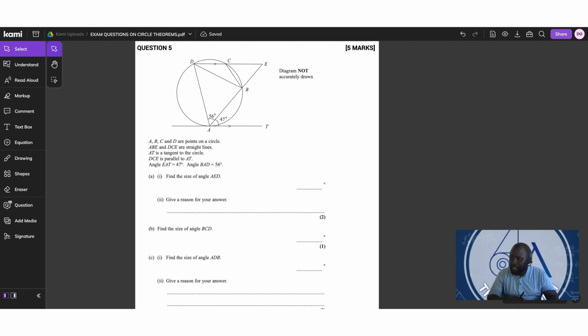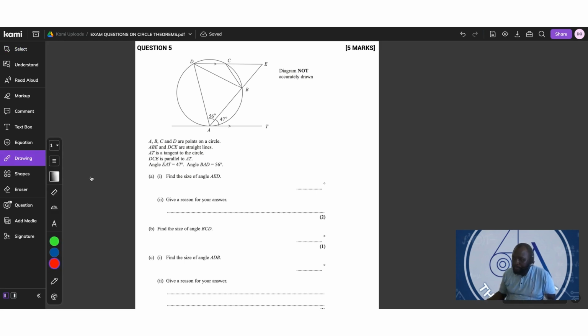Angle EAT, angle EAT. Now, my mind went to BAT and I was like, where is E? And E is all the way up there. E is 47 degrees. And the angle BAD is 56 degrees. Then you are told find the size of angle AED, angle AED.